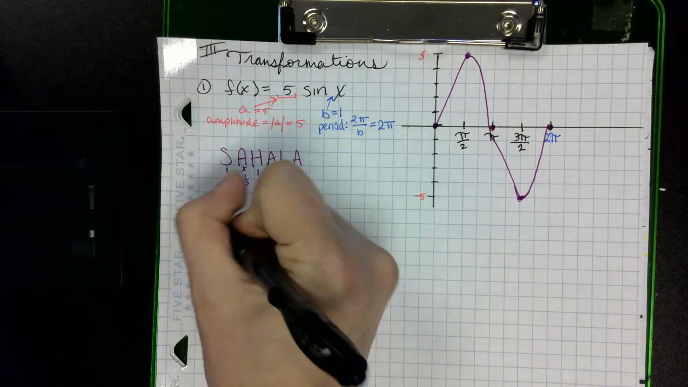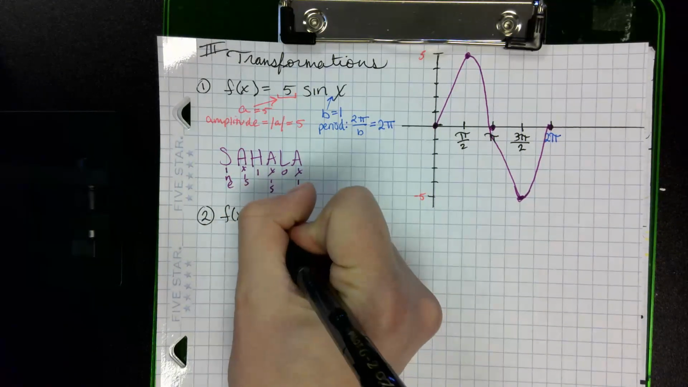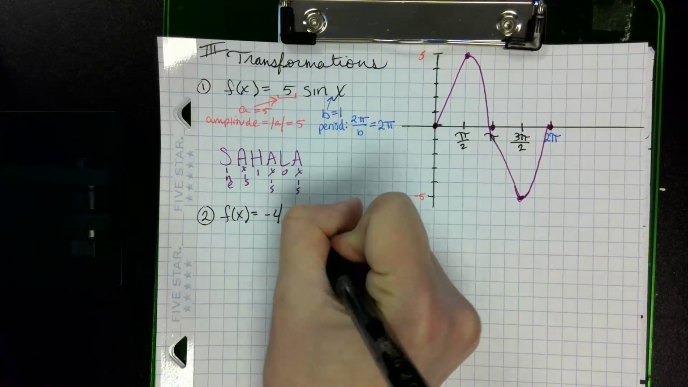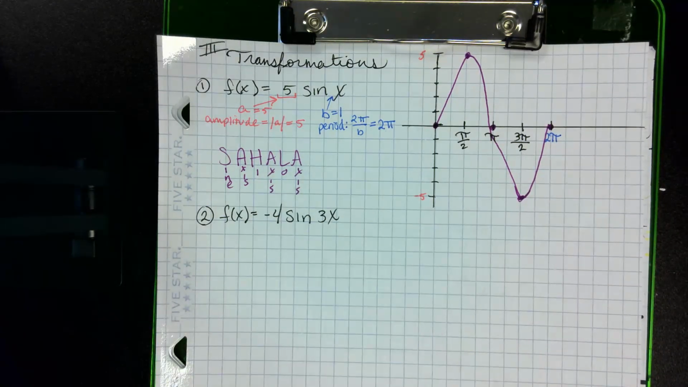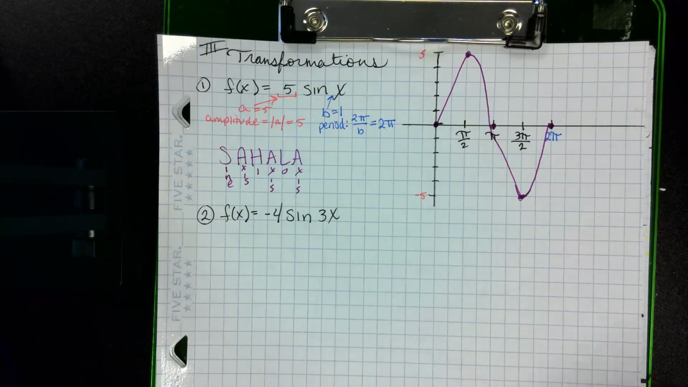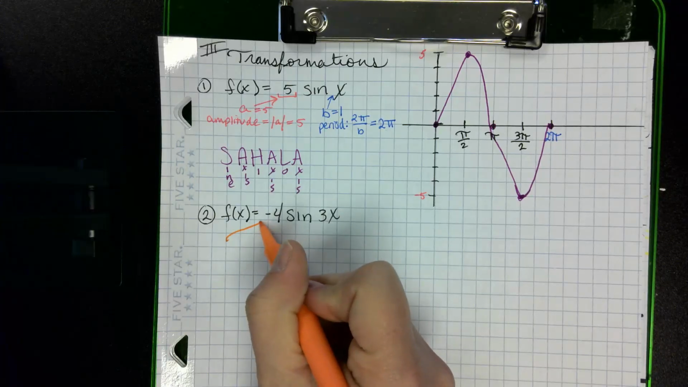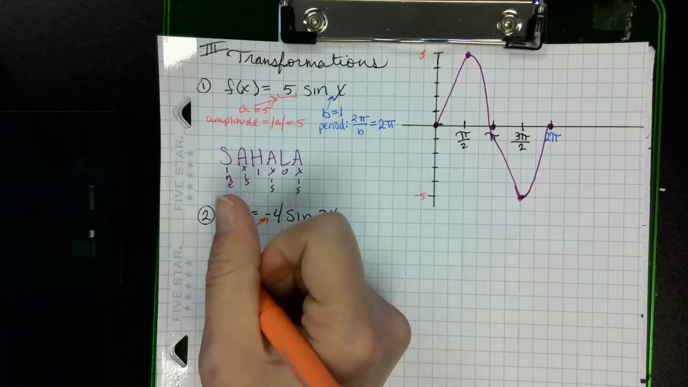So number 2. We have f of x equals negative 4 sine of 3x. Before we start with the amplitude and the period, there's something else on this one. This one is negative. So what does it mean when you have a negative function? Yeah, it's reflected over the x-axis, right? You have a vertical reflection. So that's what the negative sign does. So reflect over x.